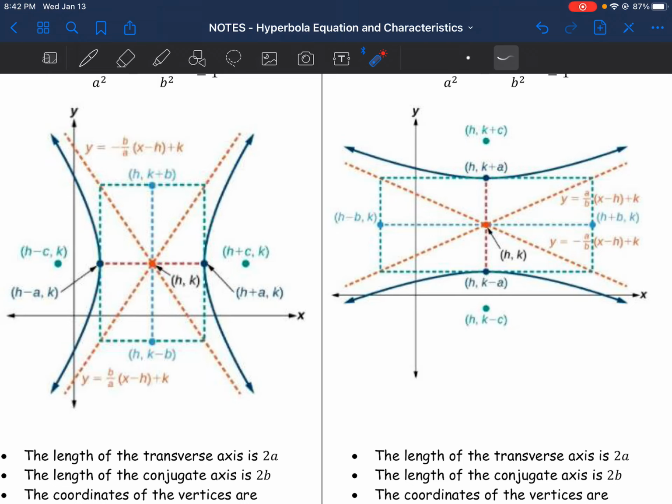Same thing for the conjugate axis. So b is always going to be half the distance of the conjugate axis, again, regardless of which type of hyperbola we're working with. And that's how we can find the length of the conjugate axis. It's going to be 2 times the b value. And again, b is the distance from the center to a co-vertex.